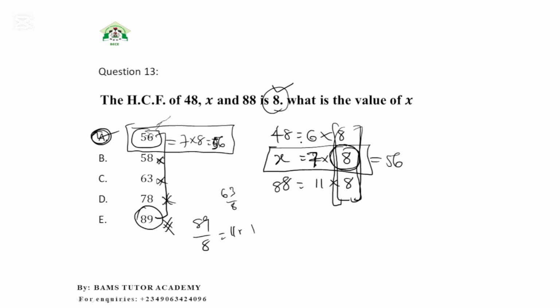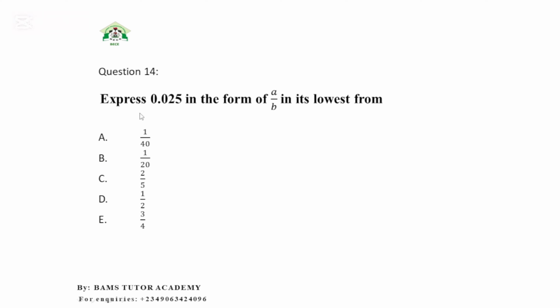So let's see question 14. Express 0.025 in the form a over b in its lowest form. So I want to express that in the lowest form. So what you do is, 0.025 is the same thing as writing 25 over what?